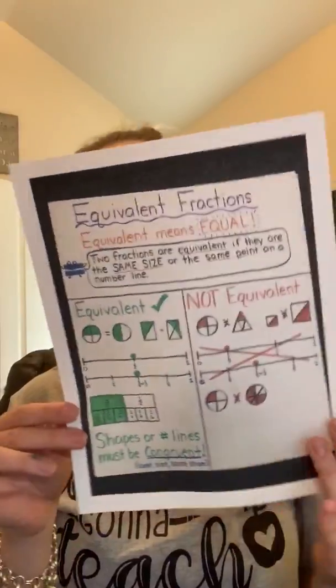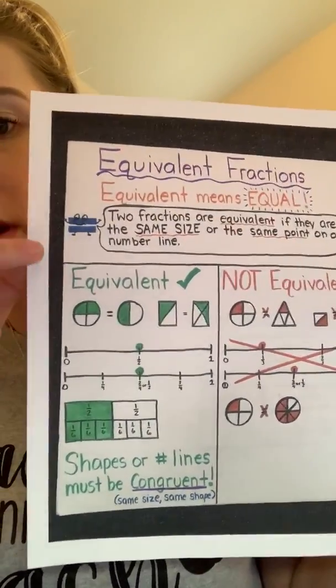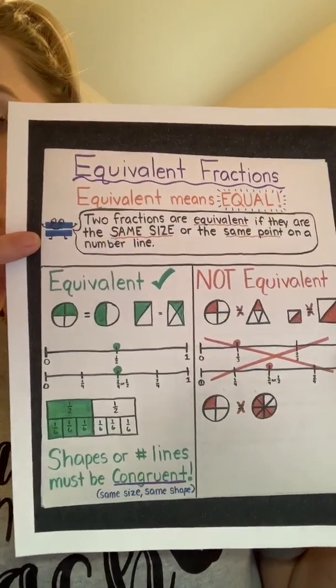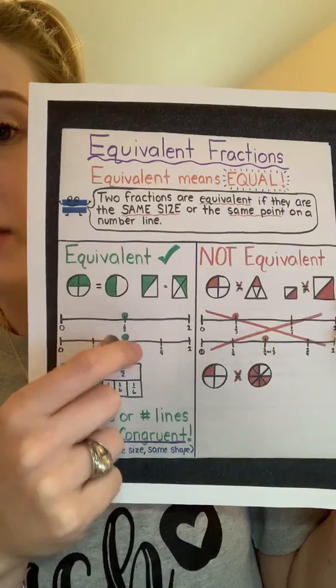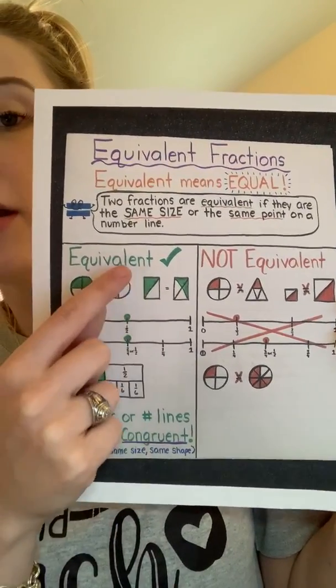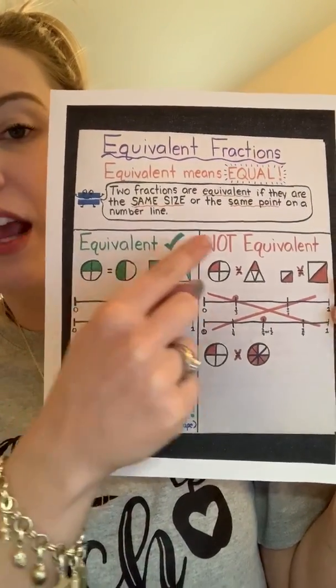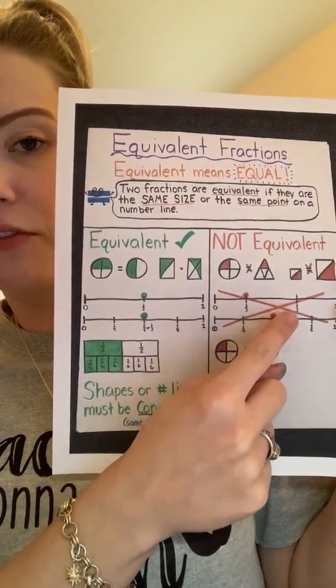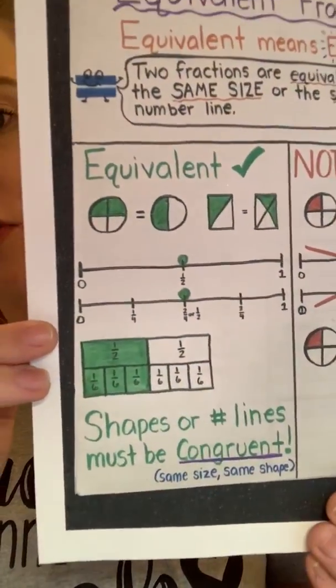All right, here's our poster for this lesson. We have equivalent fractions, and equivalent means equal. And then our little equal sign guy is saying two fractions are equivalent if they are the same size or the same point on a number line. Okay, so I have some good examples of equivalent fractions and some non-examples of equivalent fractions. So we're going to look at the good examples of equivalent fractions first.